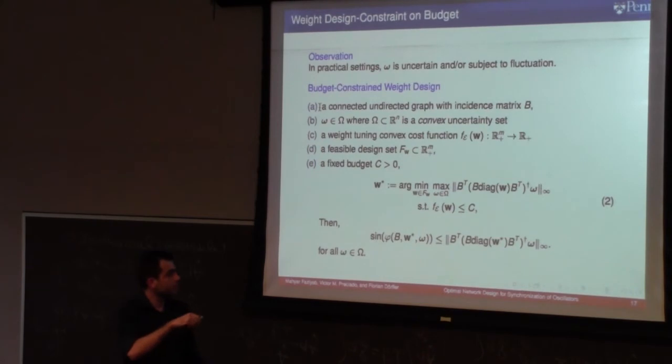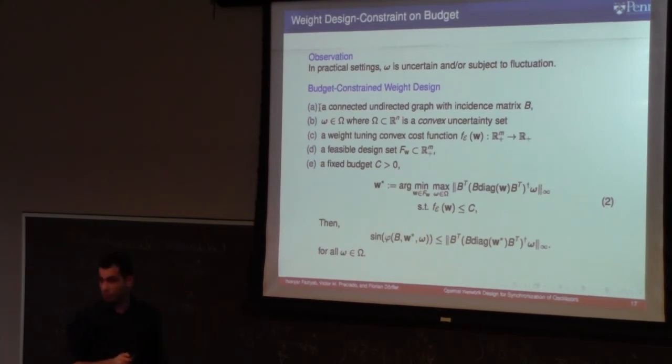So I take a minimax approach here. What I want to do is first, this is the upper bound for phase cohesiveness. I take the worst case phase cohesiveness for the natural frequencies in this uncertainty set, and I minimize the maximum value of this, subject to budget constraints, right?